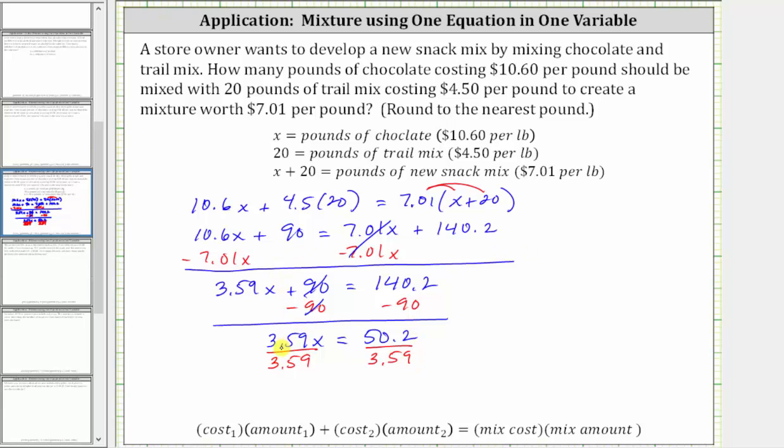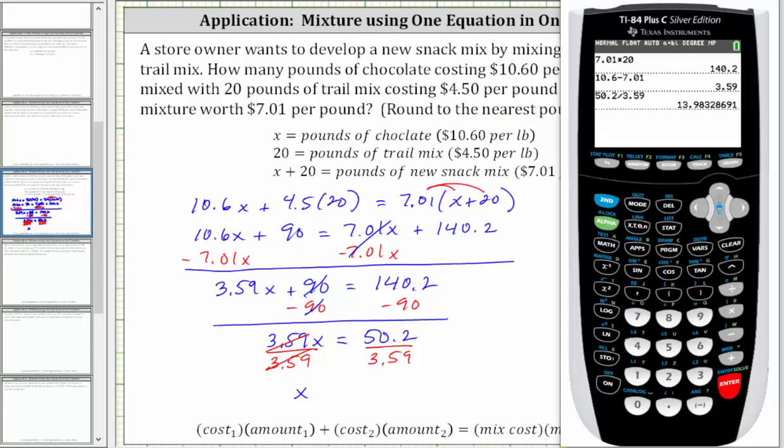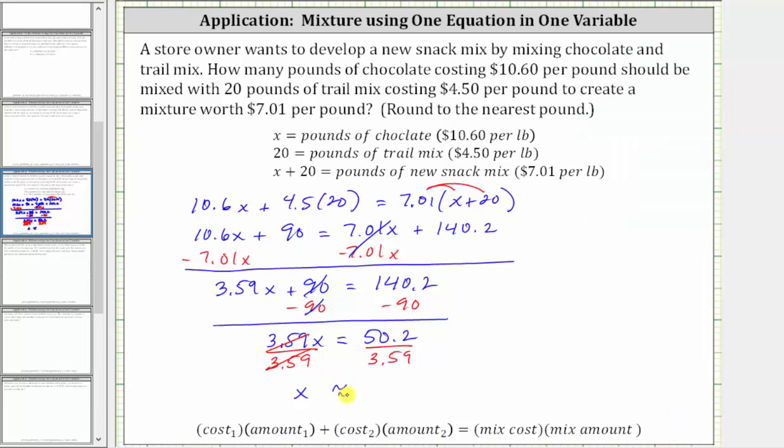Simplifying, 3.59 divided by itself simplifies to 1. 1 times x is x. We have x is equal to the quotient on the right. Let's find this quotient on the calculator and notice how we are told to round to the nearest pound, which means you round to the ones place value. Notice we have a 9 in the tenths place value, which means you round up to 14. So we'll use x is approximately 14 to answer the question.